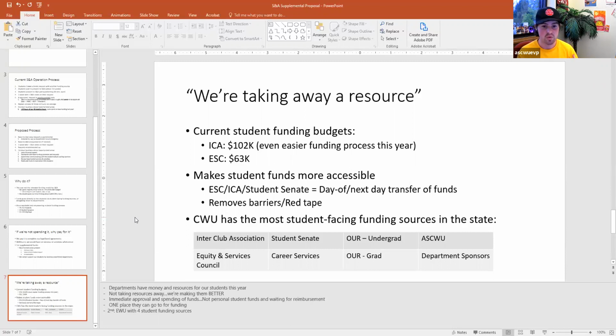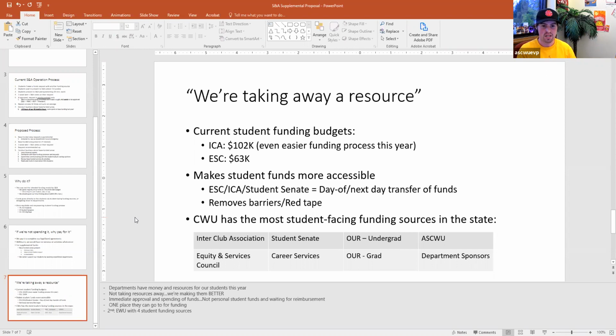As well, it does remove barriers and red tape, what you were talking about. Instead of them having to request funds from Club Senate or ICA just to get to S&A, it's all there. The resources are there for them to properly support these students. OISP, the money's there to properly support their students. So students can go to this one place, get an immediate transfer of funds, and it's done. It's not an extraneous two-month process to get $3,000. It could be a matter of a week or less to get that type of money if we were to hear supplementals in this way.